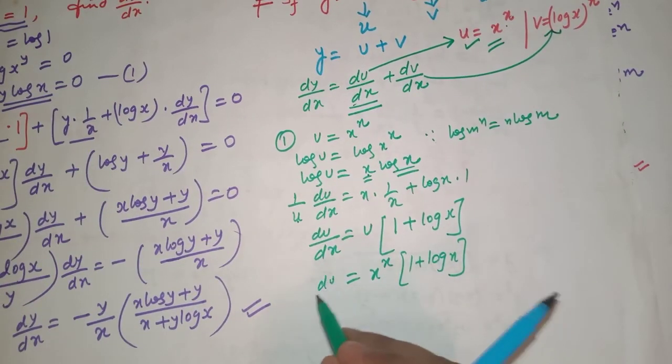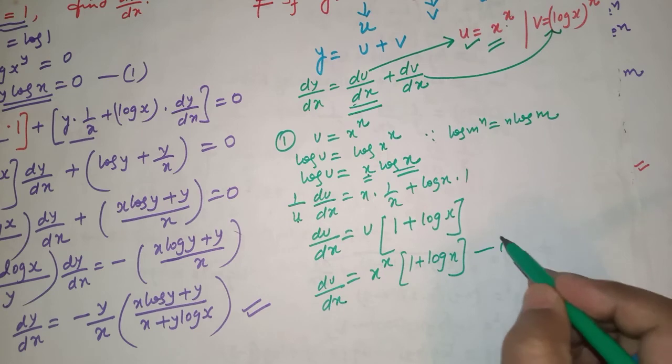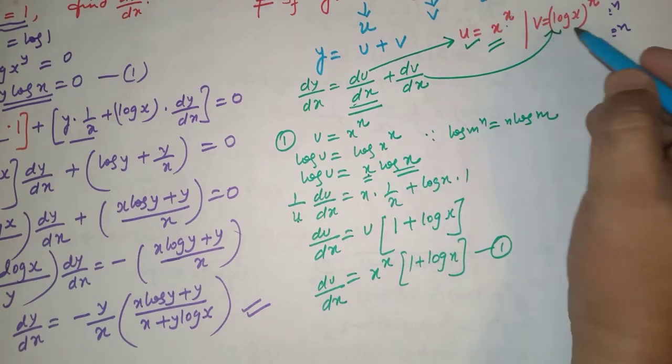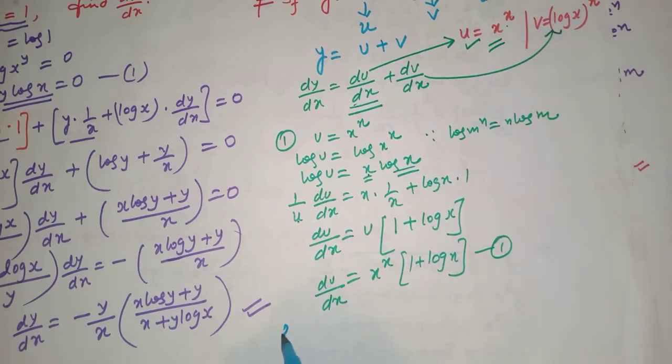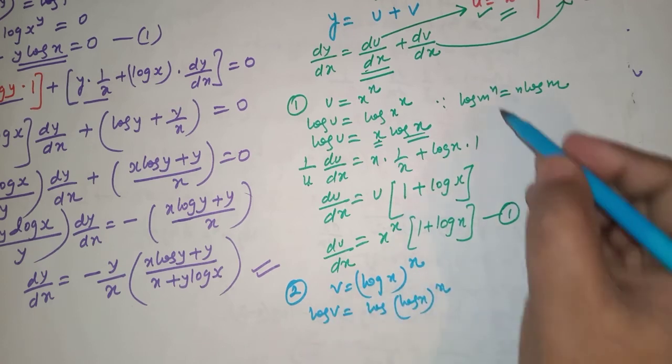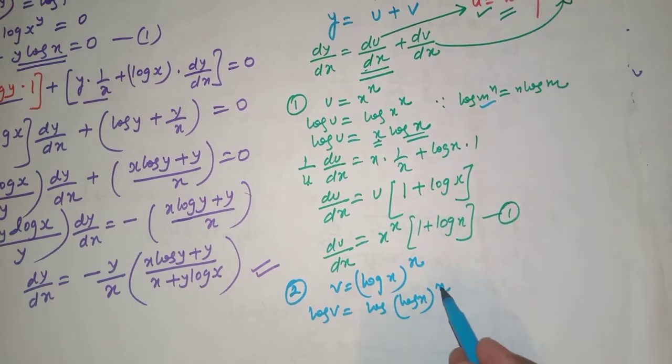Clear? So this is our first derivative. Now for the second one, we have v is equal to (log x) raised to x. Now we'll take the log of both sides. We get log v equals log of (log x) raised to x. Again we'll make use of this property. So this x will come to this place. So we have log v is equal to x log of log x.